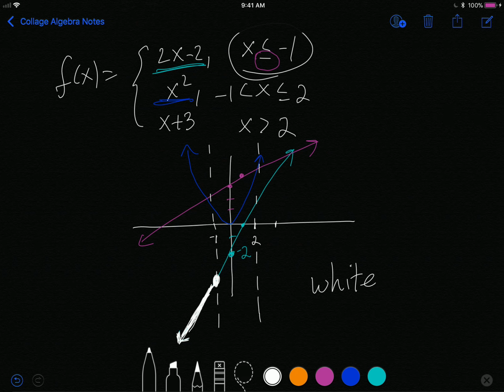Now, if I am between -1 and 2, I switch over to the parabola. So starting right here, I do not have an equal sign, so it's going to be an open circle on this side. And on the other side, I do have an equal sign, so it's going to be a closed circle right here. And my graph for my piecewise function will look like this.